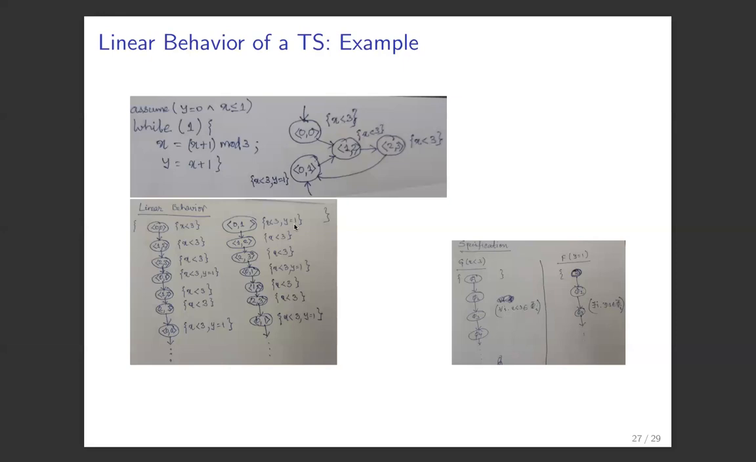Here y itself is 1. There's something wrong. In the initial state, y will be 1, right? No, actually, that's wrong. Oh, y equal to 0. Yeah, y should be 0. No, this is wrong. There is a mistake here.